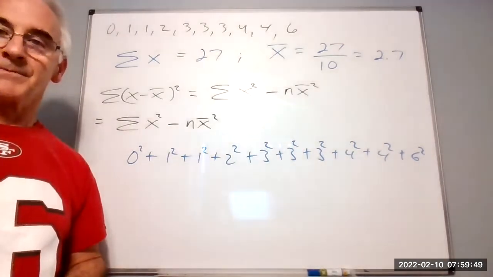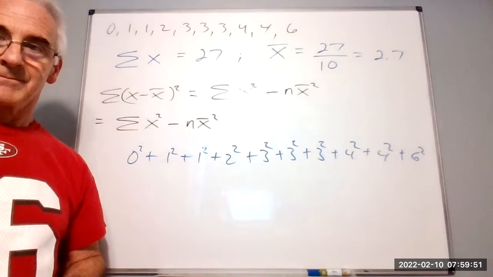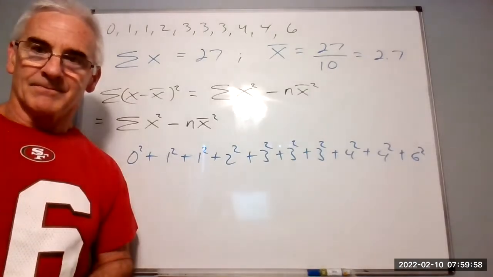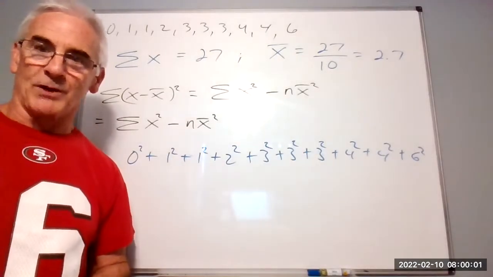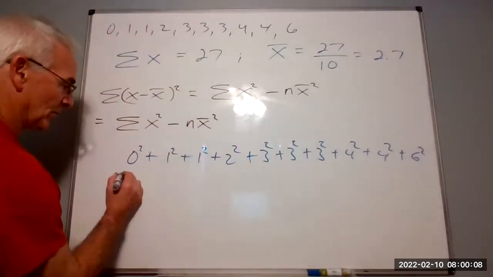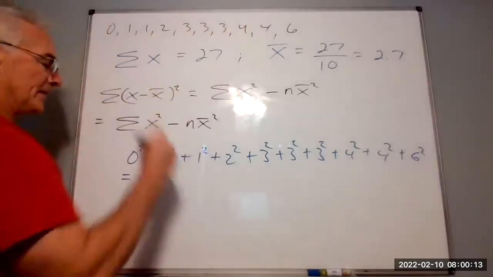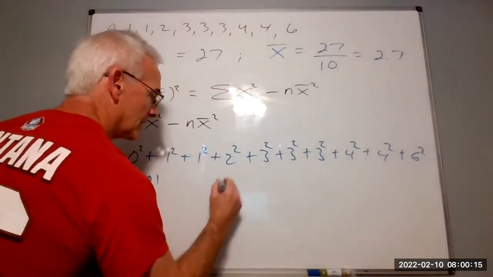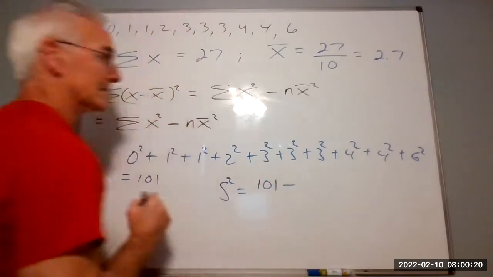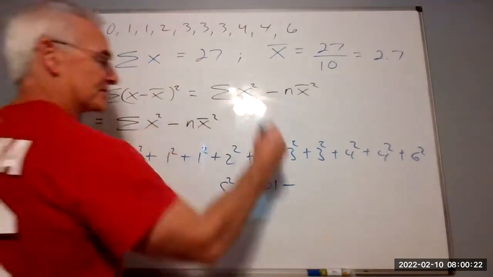Holler it out when you get one. I got 101. Anybody else get 101? 101 is correct. I'm hoping everyone said, yep, I got 101 also. Okay, so that's 101. Do we agree? So therefore, for this problem, I'm going to claim that S squared is 101 minus N is 10, because there's 10 scores.